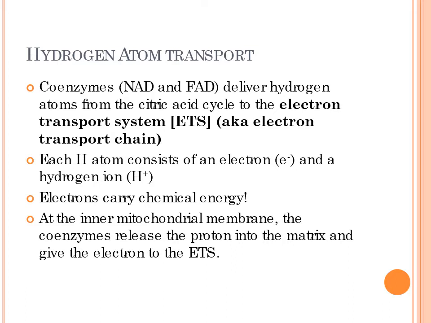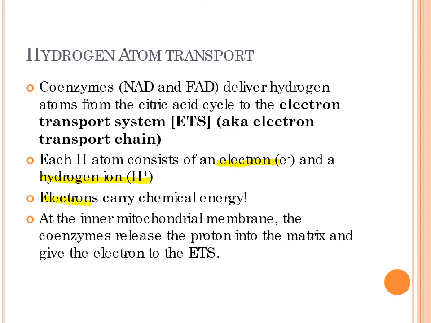So we've talked about NAD and FAD. They are coenzymes. The purpose of them is to attach to a hydrogen that gets released from the citric acid cycle and then deliver that hydrogen to the electron transport system, which is also called the electron transport chain. Each hydrogen atom consists of an electron and a hydrogen ion.